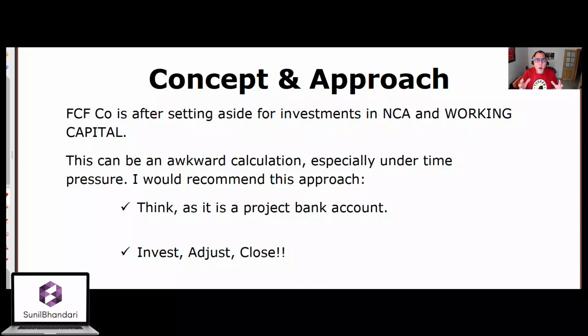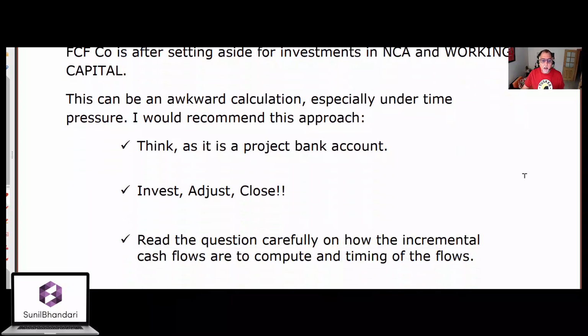How do I think about what working capital is? You can see here I put my three points of how I think about it. First of all, I think that for every project we open a bank account. I know that isn't true in reality, but this will help you get round the issue.